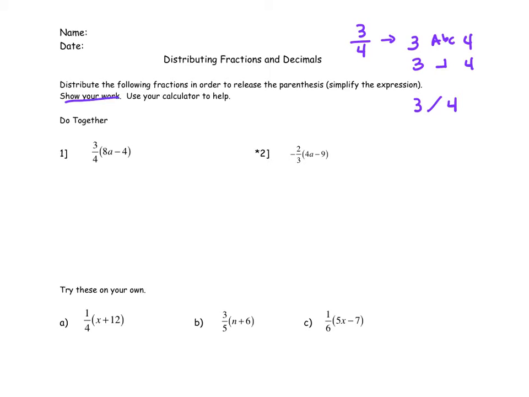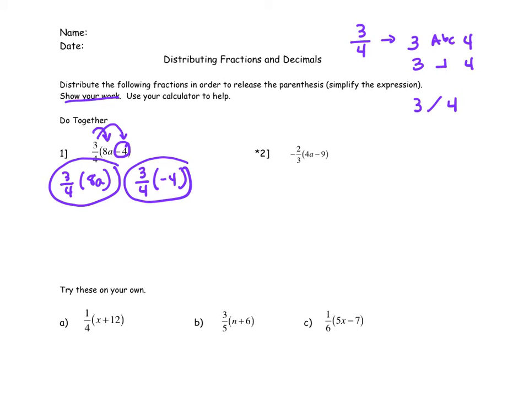Remember, we're asked to show our work, show how we're finding it. So I'm going to take 3/4 times the first term inside the parentheses, which is 8a. This is going to become one term in a minute. Now, if you recall, whatever's outside the parentheses multiplies everything inside the parentheses. So this isn't 3/4 minus 4. It is 3/4 times -4. We're going to look at our minus signs like they're negative. So this is going to become another term.